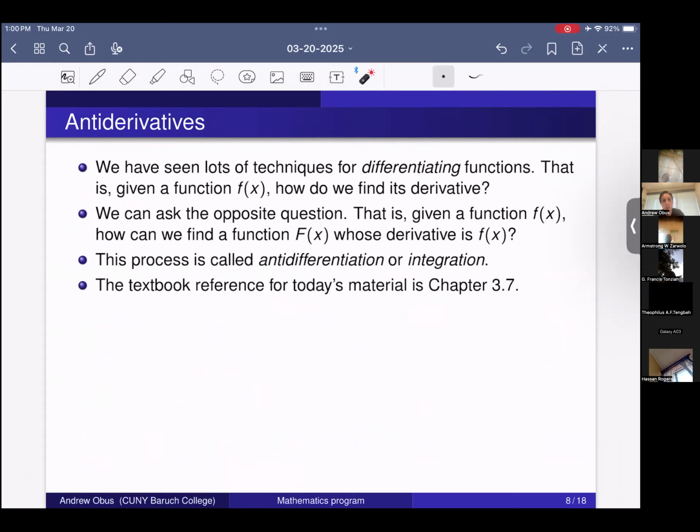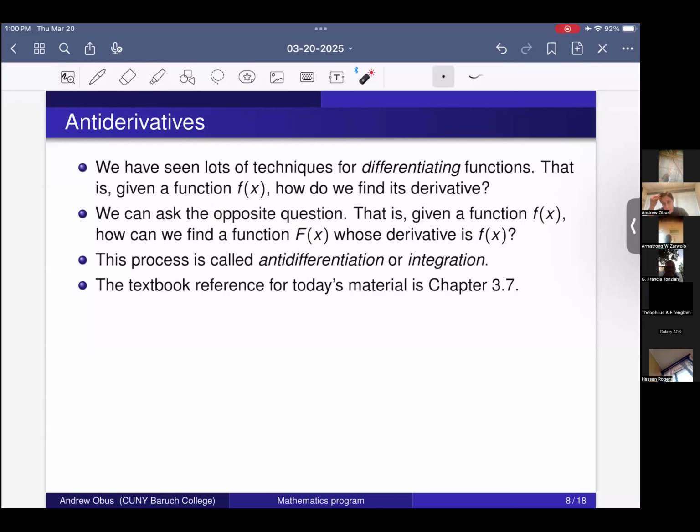So we've talked a lot about derivatives this year, right? We've talked about differentiating functions. So I give you a function, you try to find the derivative. Okay? So it's also possible to ask the opposite question. So if we have a function f, can we find a function capital F whose derivative is lowercase f? So it's kind of finding a reverse derivative, or what we call an antiderivative. Instead of taking the derivative, you're trying to invert that process. You're trying to find some other function whose derivative is your function.